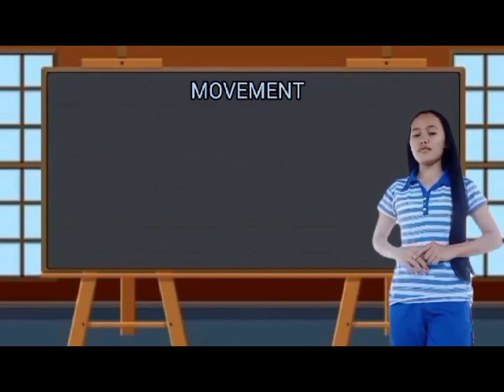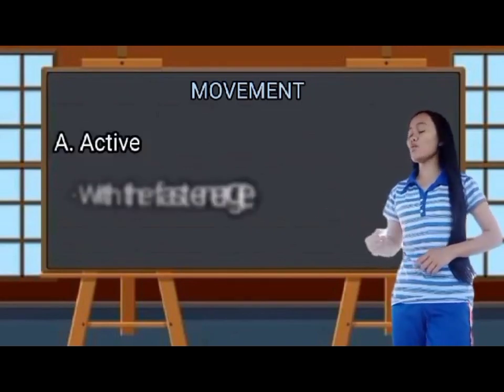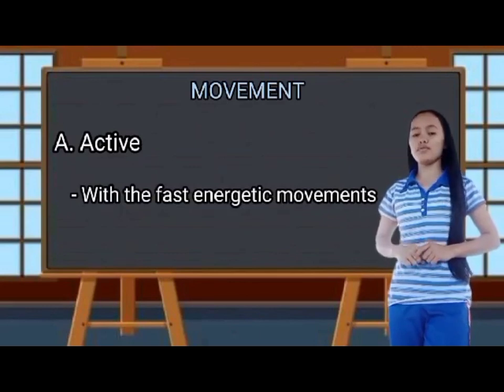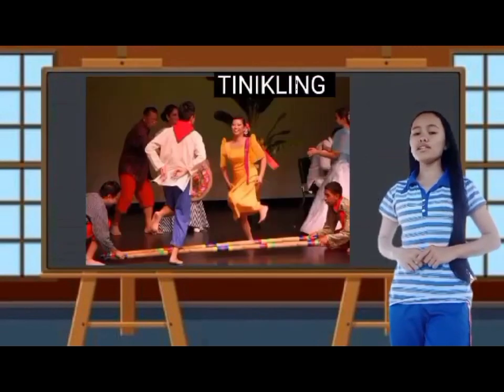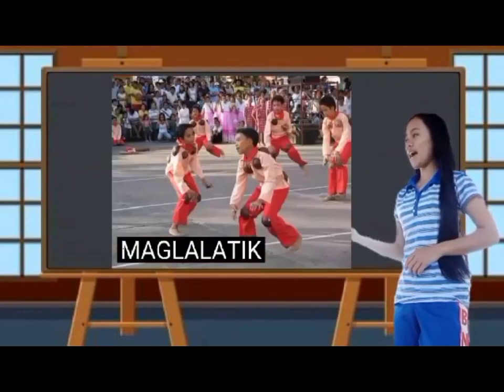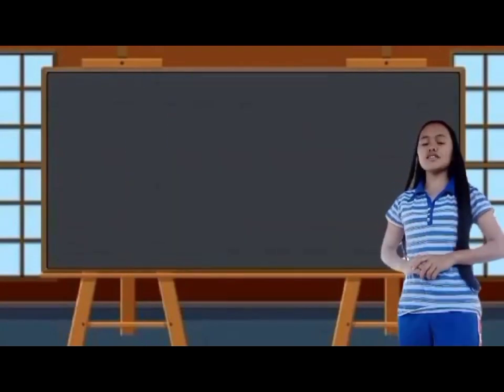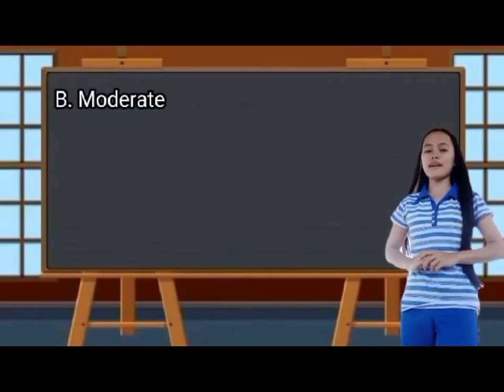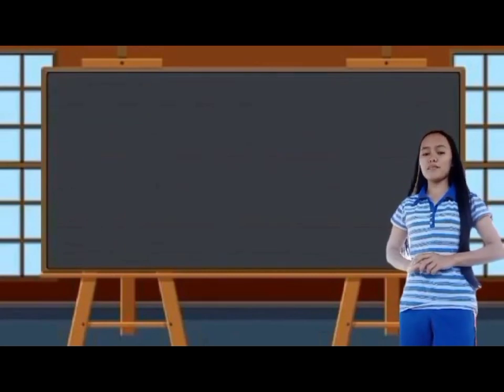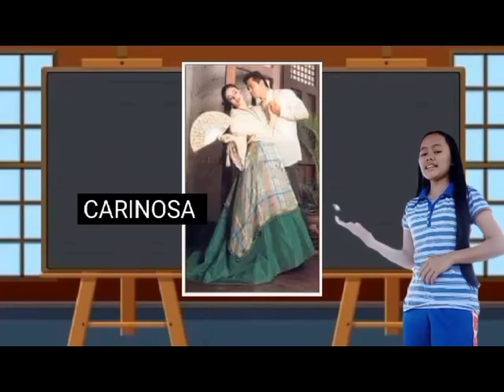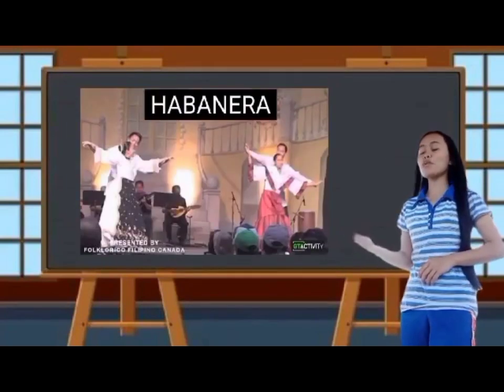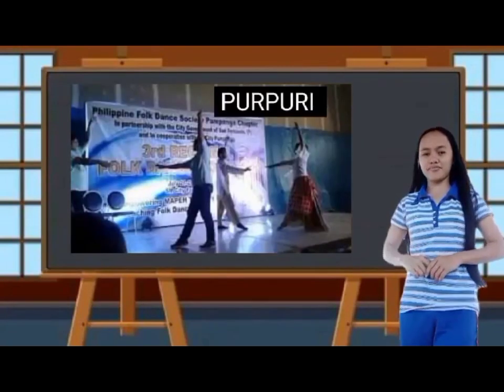The first, we have here the active. Active with fast, energetic movements. And its examples are tinikling, maglalatik, sakuting, and pulkabal. The second is moderate, o katamtaman sa paggalaw. We have here examples like Cariñosa, Tagala, Habanera, Purpuri, and etc.